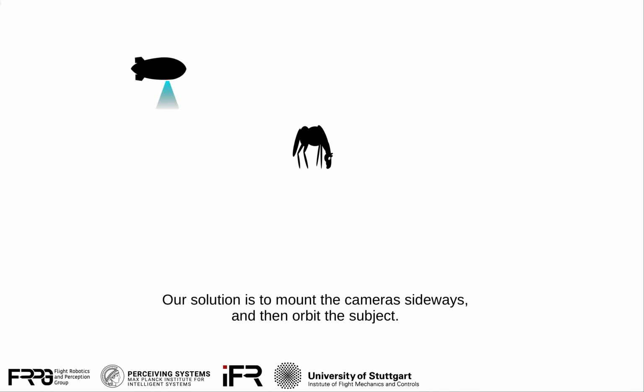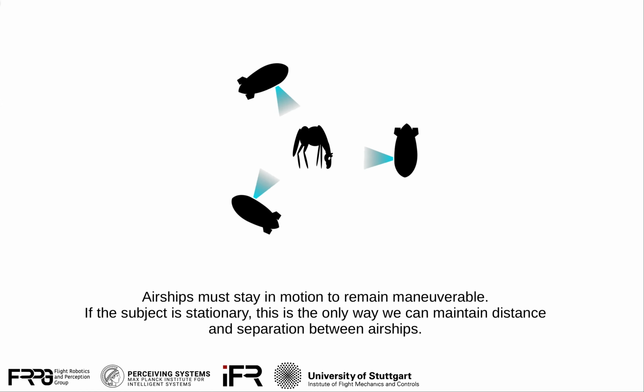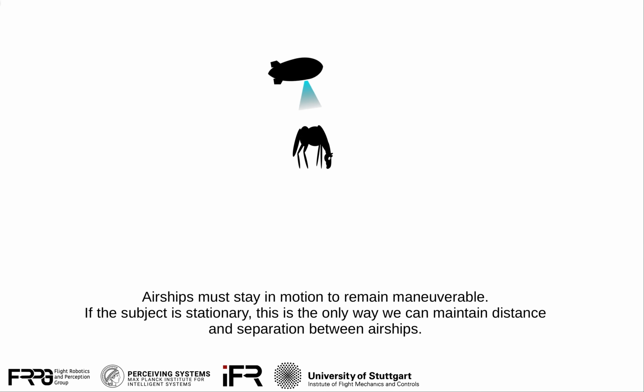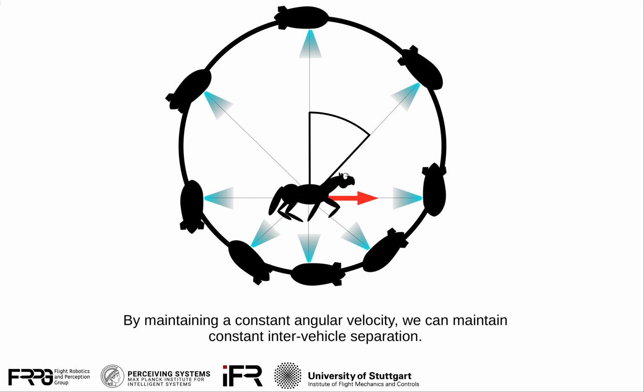Our solution is to mount the camera sideways and then orbit the subject. Airships must stay in motion to remain maneuverable. If the subject is stationary, this is the only way we can maintain distance and separation between airships. When the subject is moving, or there is wind causing the airships to drift relative to the subject, orbiting is still possible, but with varying radius. By maintaining a constant angular velocity, we can maintain constant intervehicle separation.